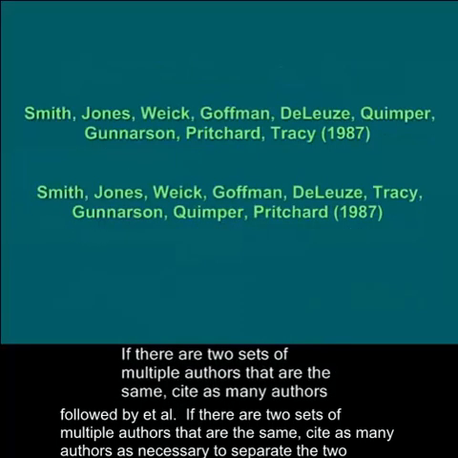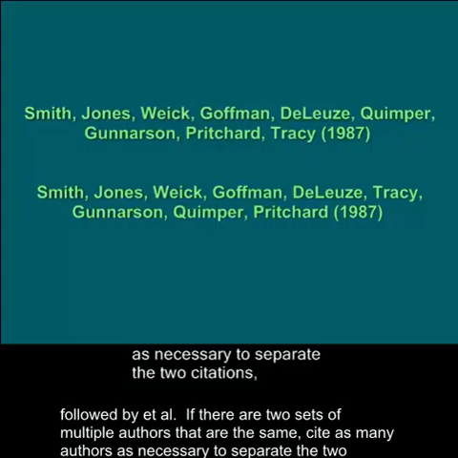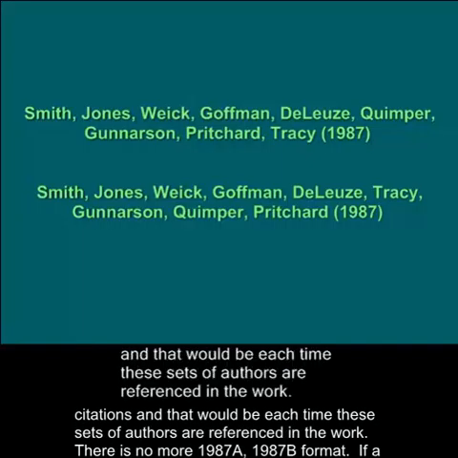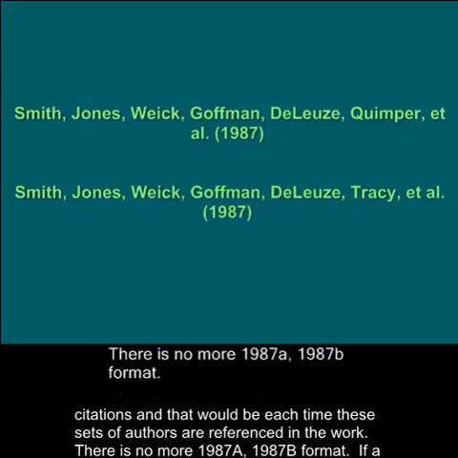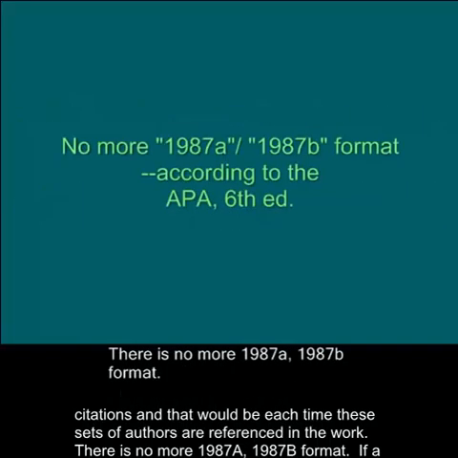If there are 2 sets of multiple authors that are the same, cite as many authors as necessary to separate the 2 citations. And that would be each time these sets of authors are referenced in the work. There is no more 1987A, 1987B format.